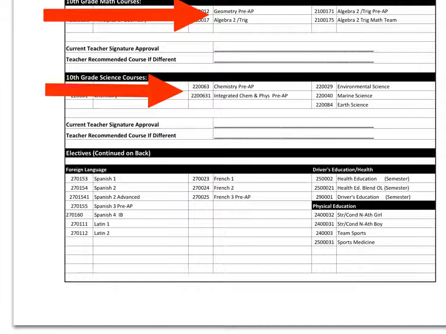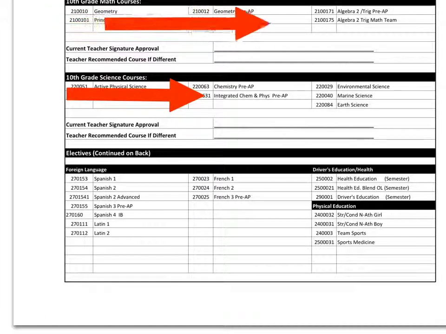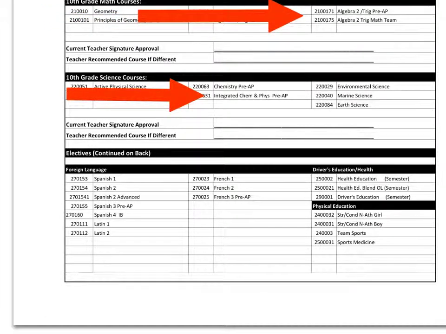The co-requisite class for Chemics is that you be in Algebra 2 Trig pre-AP. So this science course will depend a little bit on which math course you're in. But if you're in Algebra 2 Trig pre-AP, certainly if you're in Algebra 2 Trig math team, you should take the integrated chemistry and physics pre-AP course. If you're in geometry pre-AP next year, that is a co-requisite class for chemistry pre-AP.